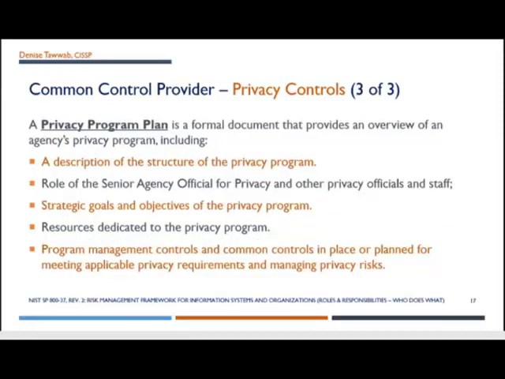A privacy program plan is a formal document that provides an overview of the agency's privacy program, including a description of the structure of the privacy program, the role of the senior agency official for privacy and other privacy officials and staff, strategic goals and objectives of the privacy program, resources that have been dedicated to the privacy program, program management controls, and common controls that are in place or planned for meeting privacy requirements and managing privacy risks.